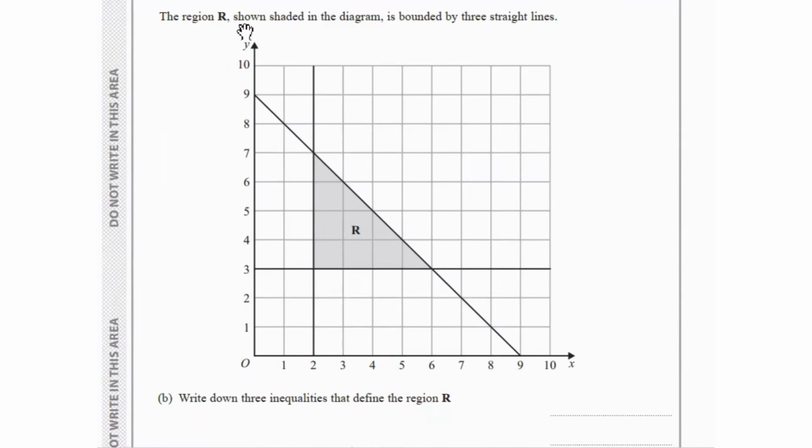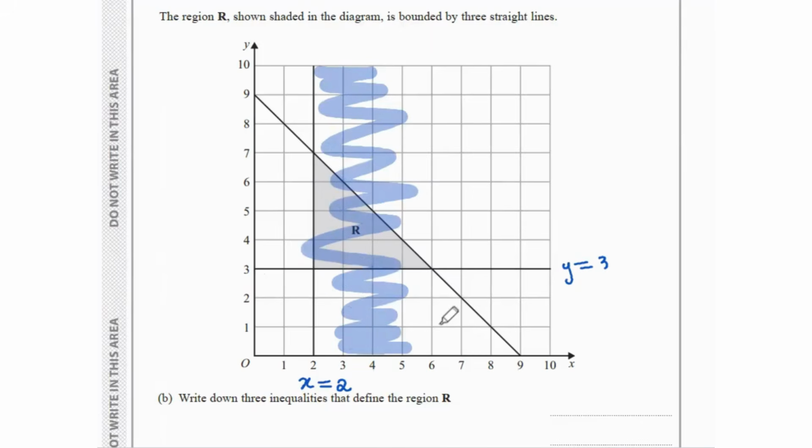Now they've given us a diagram where the region R shown is shaded and bounded by 3 straight lines. We have to write down the 3 inequalities that define the region R. So let's first begin with the horizontal and the vertical lines because that's easier. So we have a line at y equals 3 and we have a line at x equals 2. So for x equals 2, if you notice, the region that's shaded, over there the values of x are increasing. So if the values of x are increasing over here, that means the inequality is going to be x is greater than or equal to 2.